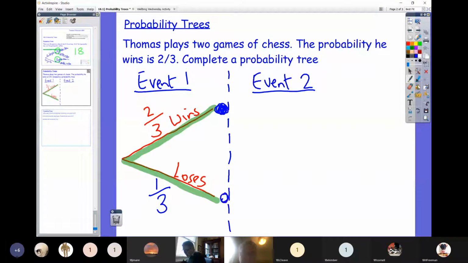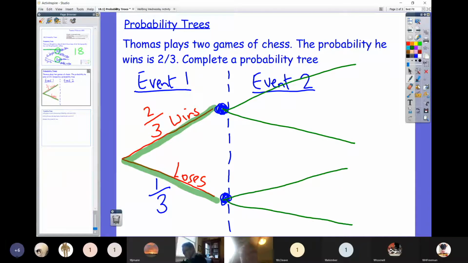So what you have to do, you have to come off from whether he wins or he loses and have 2 more sets of crocodile mouths. So there's the first, there's the second. So the pair at the top is what happens if Thomas wins in the morning, and the pair at the bottom is what happens when Thomas loses in the morning.